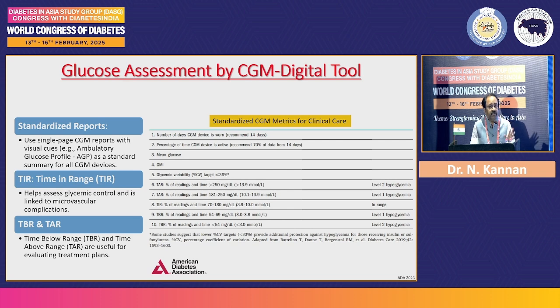And time in range is very, very important, along with time below range and time above range. We all know about that. I don't want to go into detail on this.